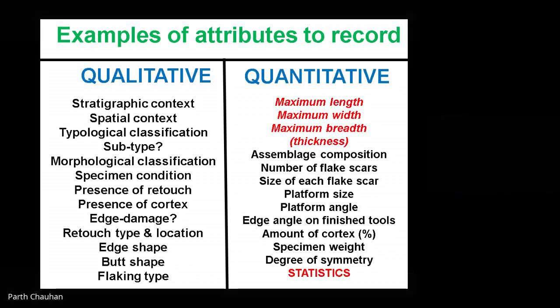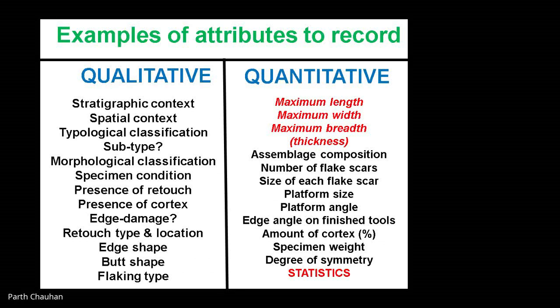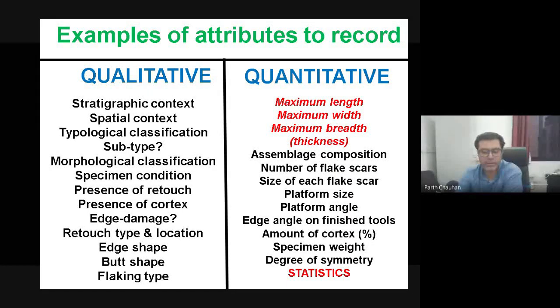For example, the condition of the specimen, the presence of retouch, whether it's edge damage or not, what is the edge shape, what is the typological classification, whether it's a hand axe or a cleaver, facial scraper, for example, or a knife. And then quantitative attributes, where they actually measured, or the things are counted, like length, width, thickness, and then number of flake scars, for example, the angle of platform when during striking, the amount of cortex retained, the weight of the specimen, the degree of symmetry, and all these things you would apply with statistics to get patterns and see how these things compare.